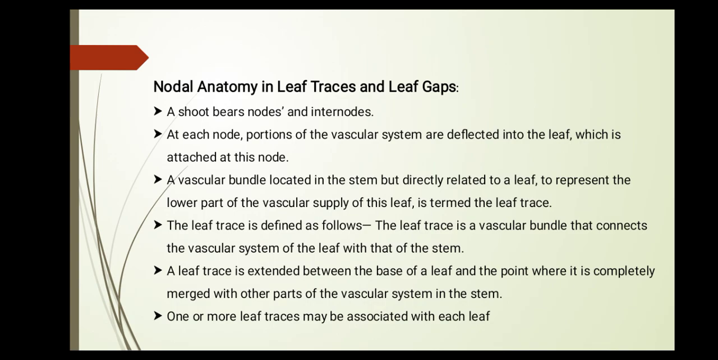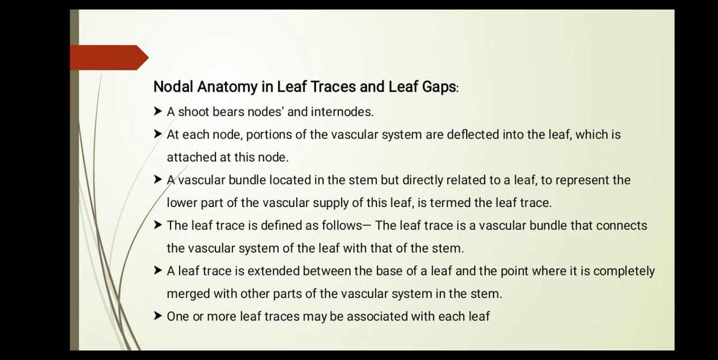A shoot bears nodes and internodes. At each node, a portion of the vascular system is deflected into a leaf which is attached at this node. A vascular bundle located in the stem but directly related to a leaf, representing the lower part of the vascular supply to this leaf, is termed a leaf trace.